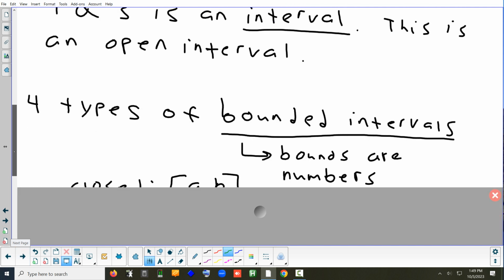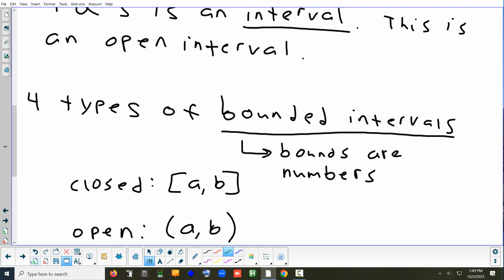And one type of bounded interval is a closed interval. That's when you use a bracket on each part of the interval. And the bracket means you can include the number. So if I had a closed interval from like 1 to 5, that means you can pick any number between 1 and 5, including 1 and 5. And remember, it doesn't just mean integers either. You could pick 2.3, 2.714. You could pick any number between 1 and 5.